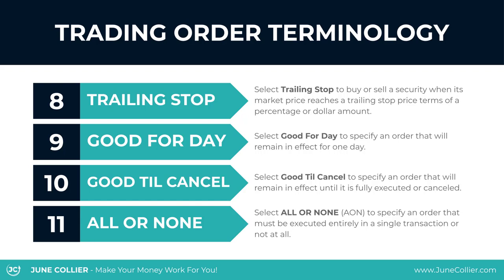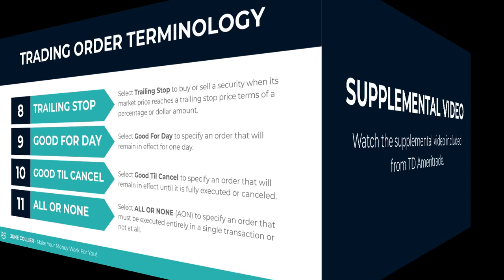All or none. This command tells your brokerage that you want all your shares bought or sold in a single transaction or none at all. Sometimes there may not be enough buyers or sellers to complete your full order, and the broker will try to fill a partial order. With this command, it is either all or none.